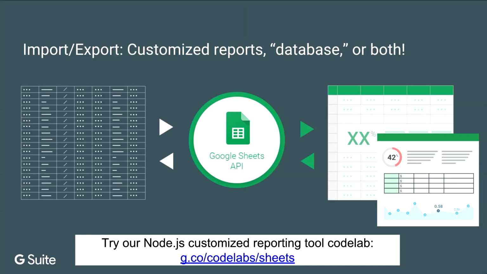The other use case is some companies like to use a spreadsheet as a database, where you have users that are actually typing things into a spreadsheet, but you want to have those things flow back into the database. So you can use the Sheets API to do that too. So this is sort of bi-directional. All right, make sense to everybody? All right, let's take a look at a quick sample.